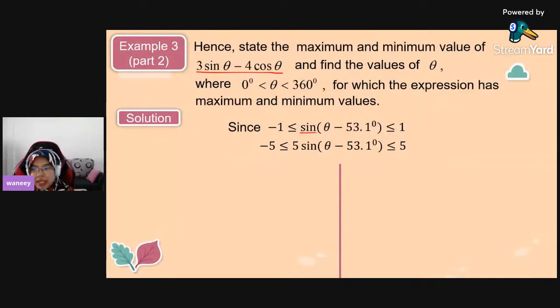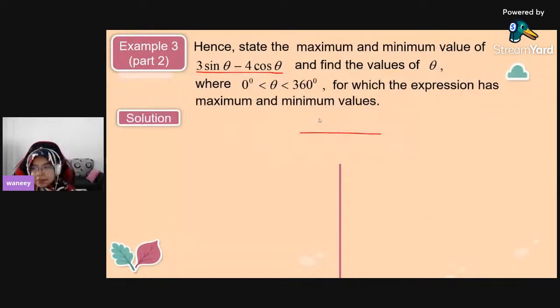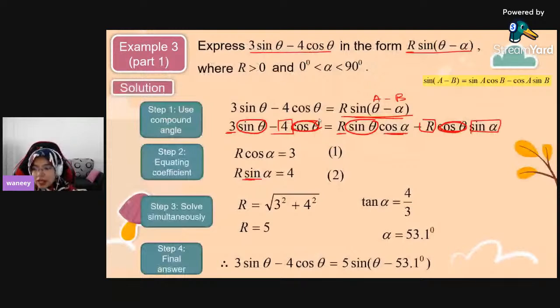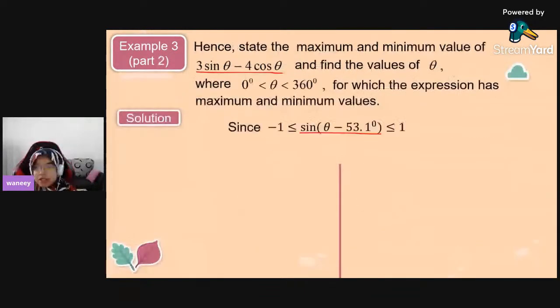So you simply times them by 5. Why? Because we want it to be the same as the previous part, where we already found the value. So they are 5 sine (theta minus 53.1), and I want to get the 5 as well. So they should be 5 sine (theta minus 53.1), and they should be between negative 5 and 5.